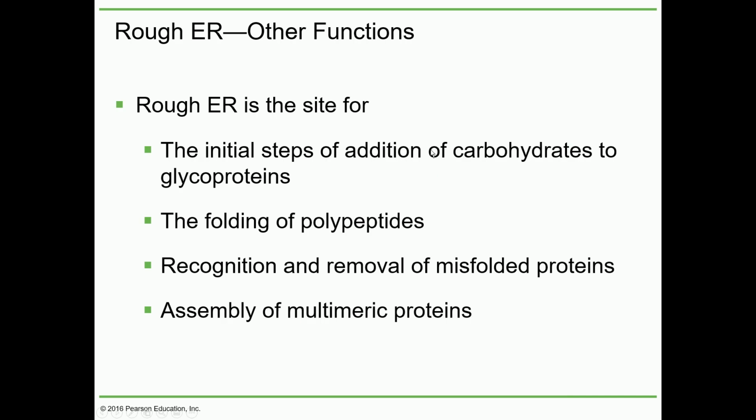Okay, so some of the important functions of rough ER. First of all, you have just seen that rough ER has ribosomes in it, so it makes the proteins. Other things which take place on the rough ER are the initial steps of addition of carbohydrates to glycoproteins. We are going to see very shortly in detail how the glycosylation of the proteins takes place in the ER. Folding of polypeptide chains also takes place in the ER.